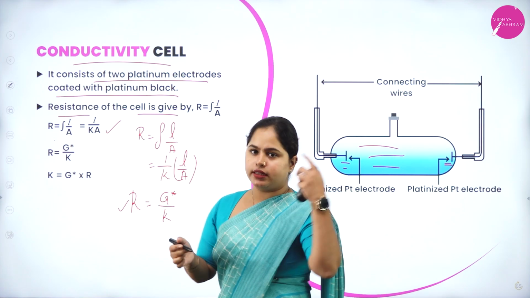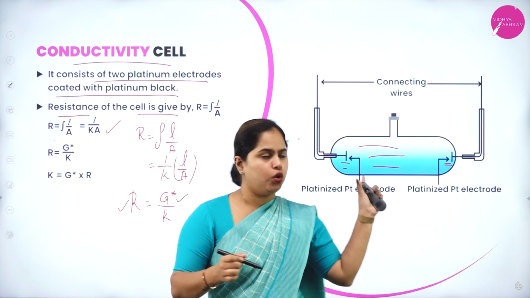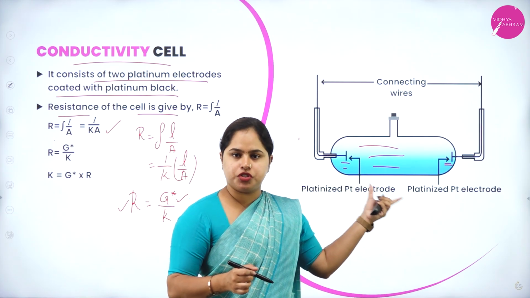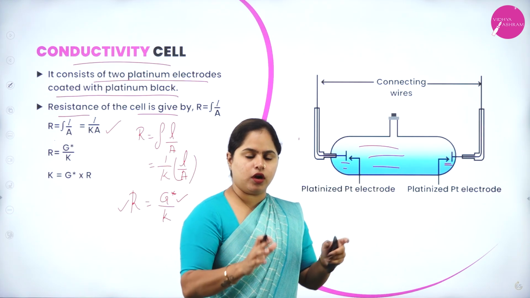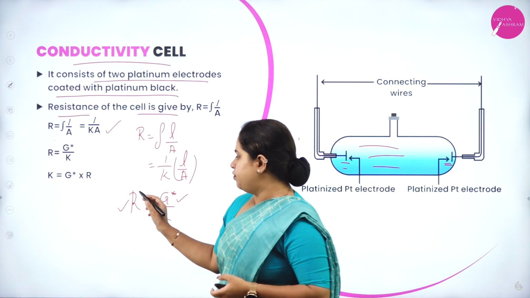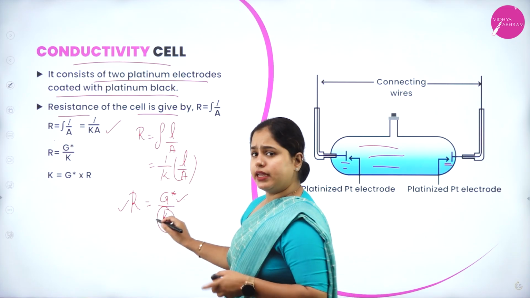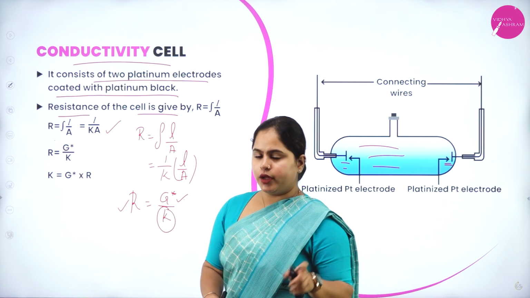If I can calculate the resistance of this conductivity cell and I already know the cell constant of this particular cell, which is always a constant, yes, it will have a constant length and area of cross section. So if I can calculate the resistance and the cell constant value, I can calculate the conductivity. So I hope that is clear.